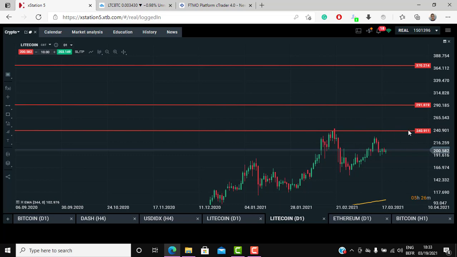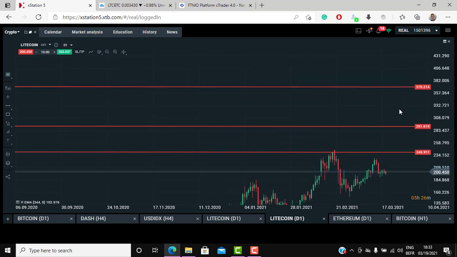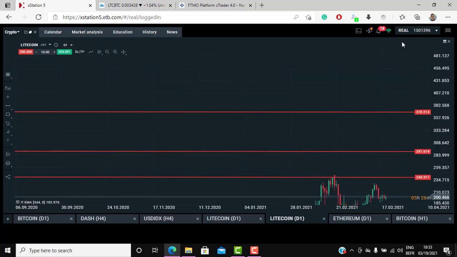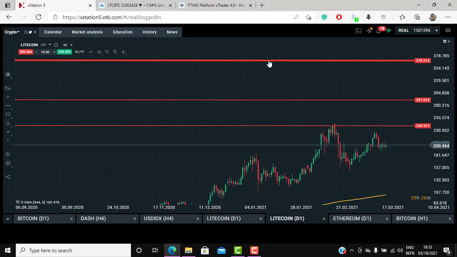The 240 is a very important level if you do have a monthly close above that. The 290, the 291, if you have a weekly close and a monthly close above it, and then the all-time high of 270. And after we take the all-time high of 270, I think that we can go really parabolic and have those parabolic moves when it comes to Litecoin.